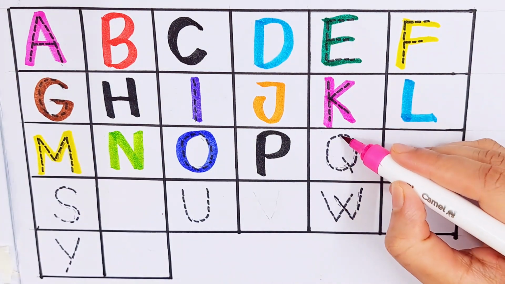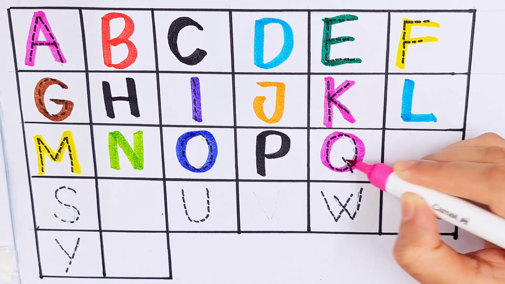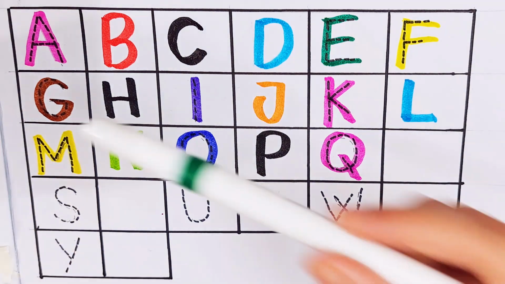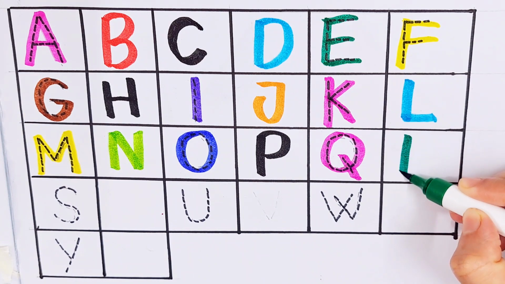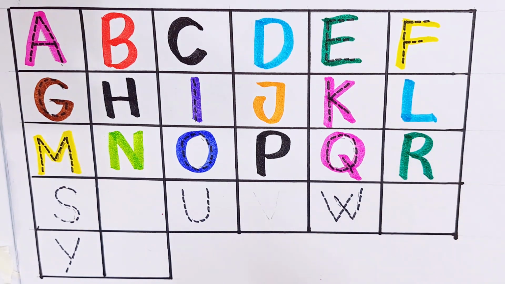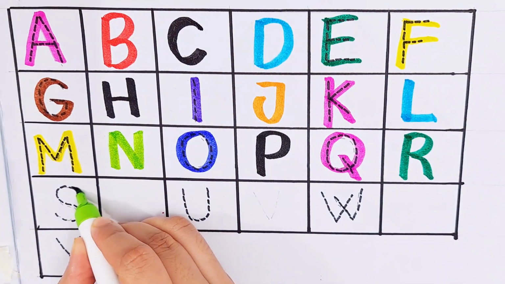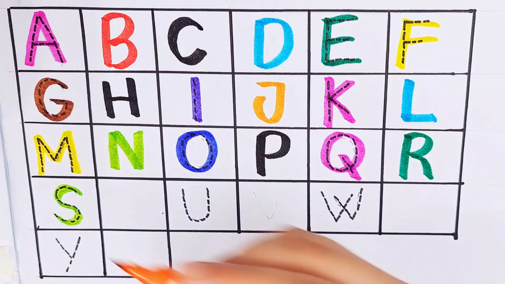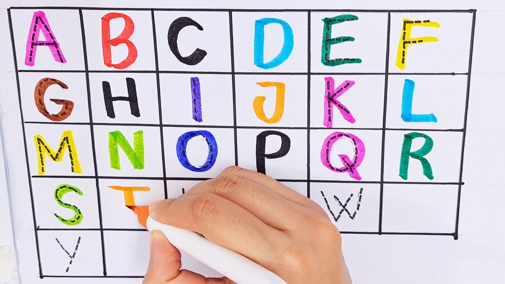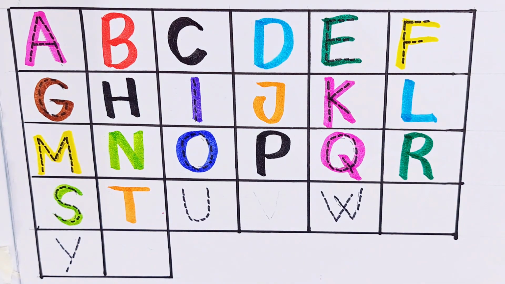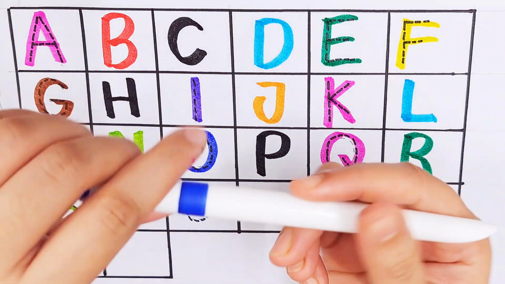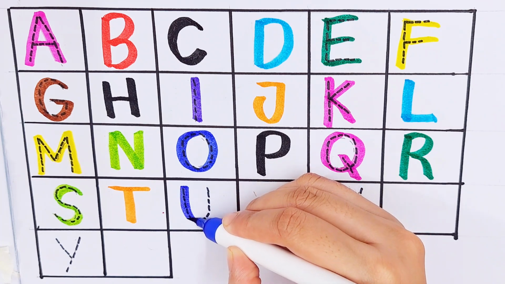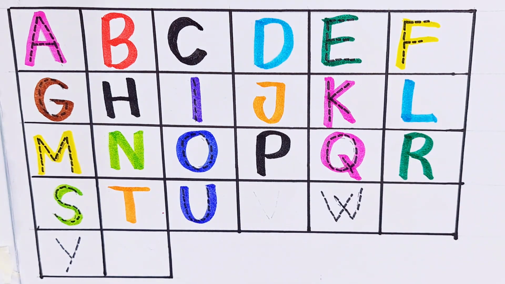Purple color. Q for queen. Dark green color. R for rainbow. Light green color. S for star. Orange color. T for tree. Dark blue color. U for uniform.